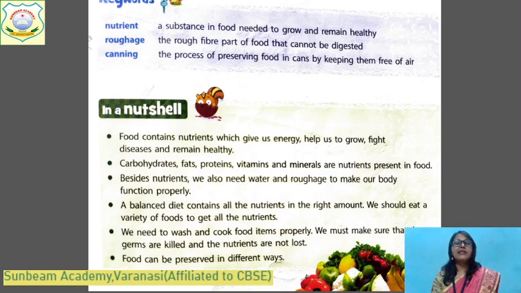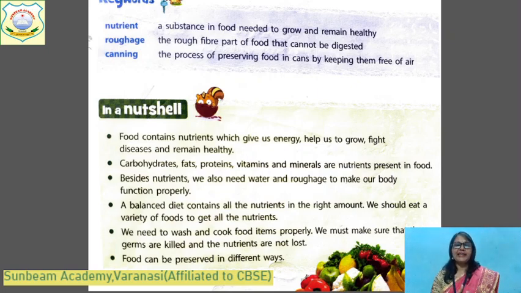And children, another thing that is present in our food is roughage. What is roughage? The rough fiber part of the food that cannot be digested. A question can come. Name the part of the food that cannot be digested. What will you write? Roughage. And what is canning? It is the process of preserving the food in cans by keeping them free of air. Drying, refrigerating, these are other processes of keeping the food preserved. Now, food contains nutrients which give us energy, help us to grow, fight against disease and remain healthy.